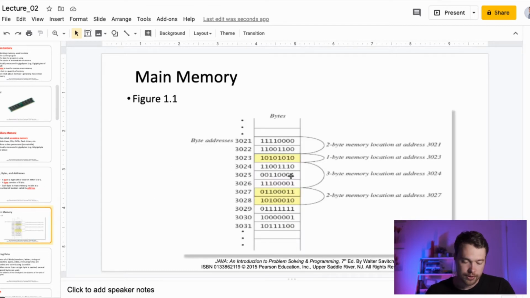Here's an example, here's the picture. That's called a memory map, right? So basically that's the value of each byte and that's the address of each byte. So it's kind of similar.